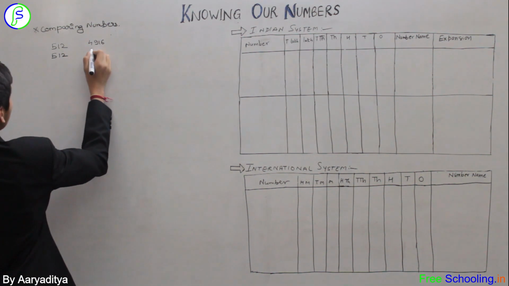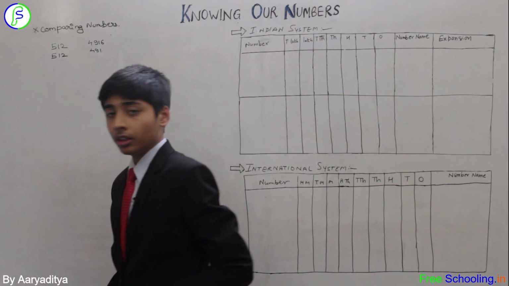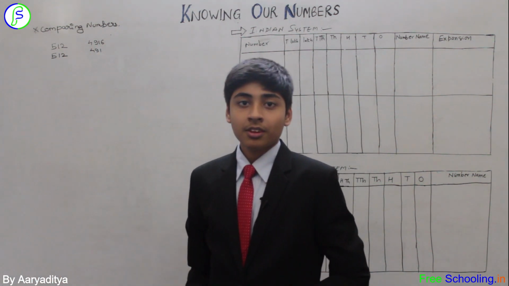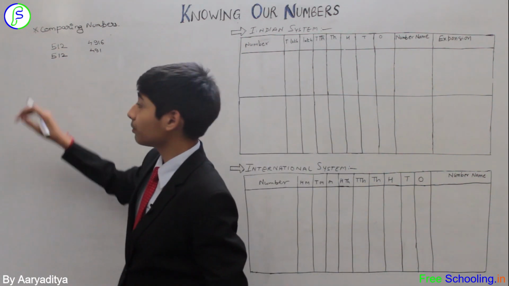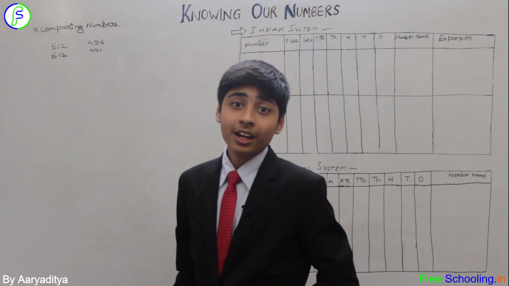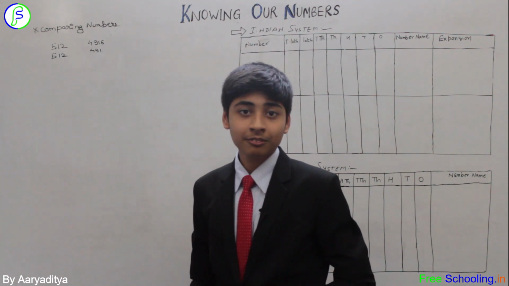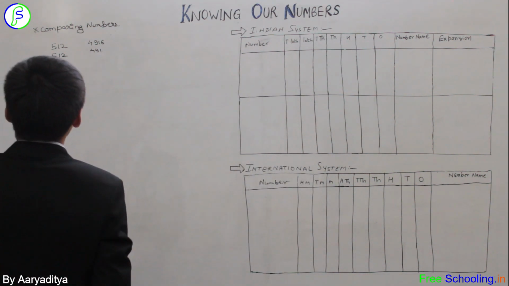Okay, agreed with the point, but what in this case? Again taking 512, but 491 only. Which one would you say? Now, you must be saying the first one. But why? They both have the same number of digits. Okay, let me explain to you.